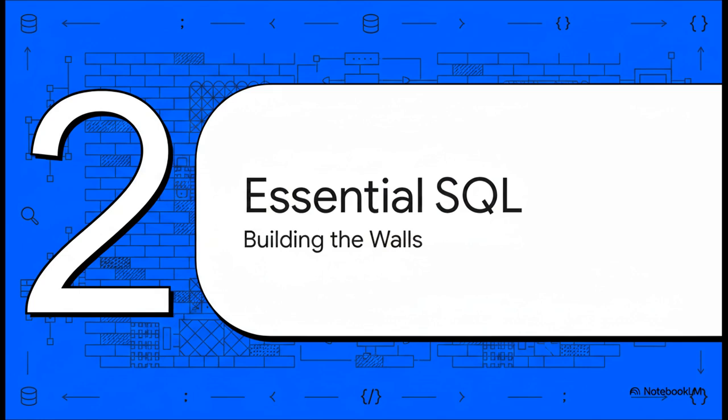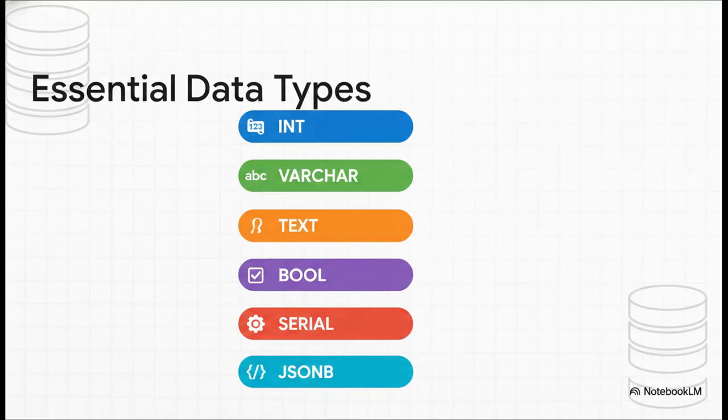Section 2, Essential SQL and Data Types, Building the Walls. Now, SQL is the strict language we use to communicate with these structured tables. And let me tell you, databases care heavily about data types. Postgres, which is what we're focusing on today, is strongly typed. That means every single column must define exactly what kind of data it's allowed to accept.